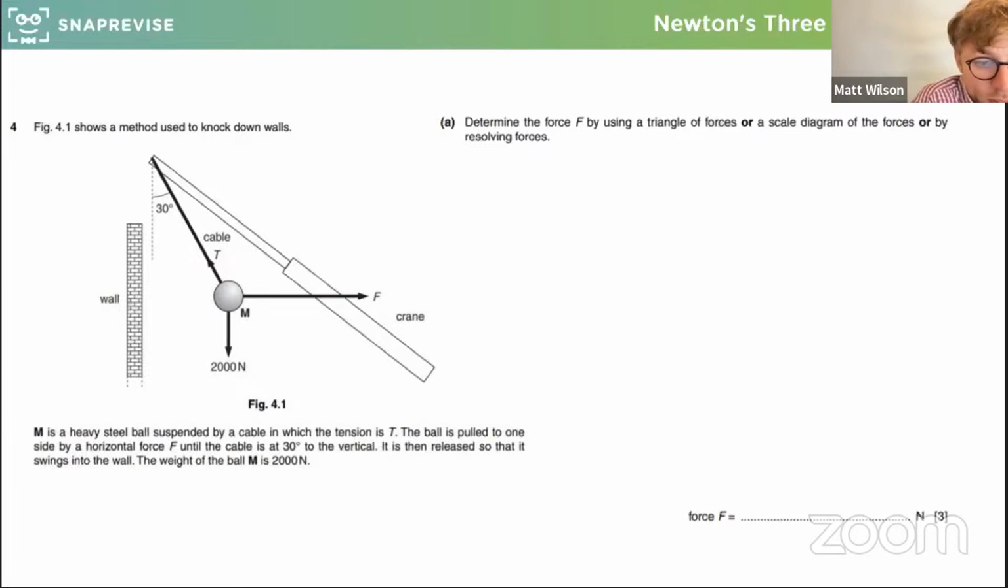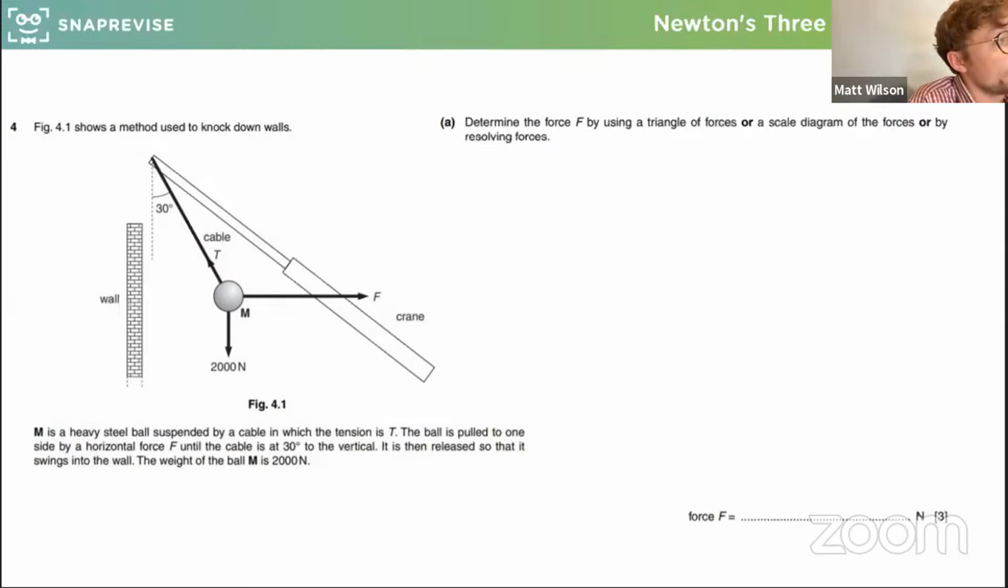M is a heavy steel ball suspended by a cable in which the tension is T. T is drawn on there. The ball is pulled to one side by a horizontal force F until the cable is at 30 degrees to the vertical. It is then released so that it swings into the wall. The weight of the ball is 2,000 newtons. All of that information is in the diagram.